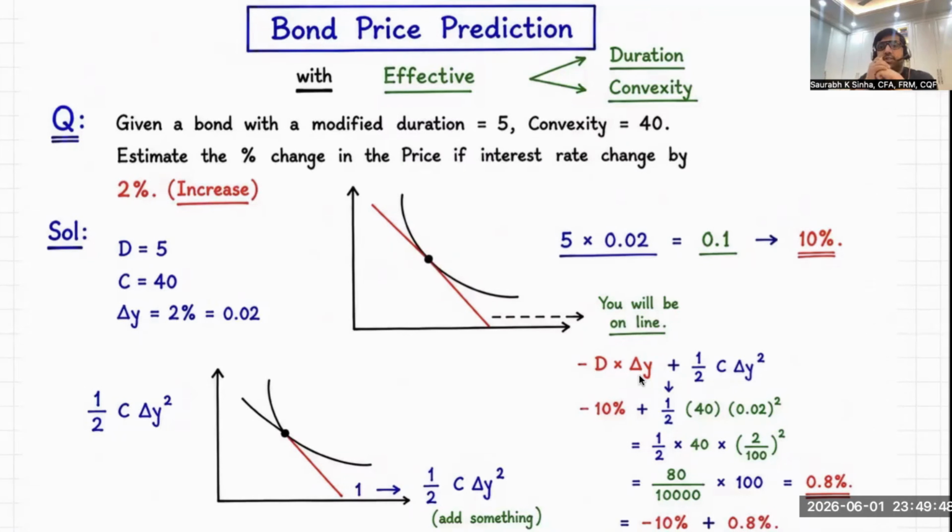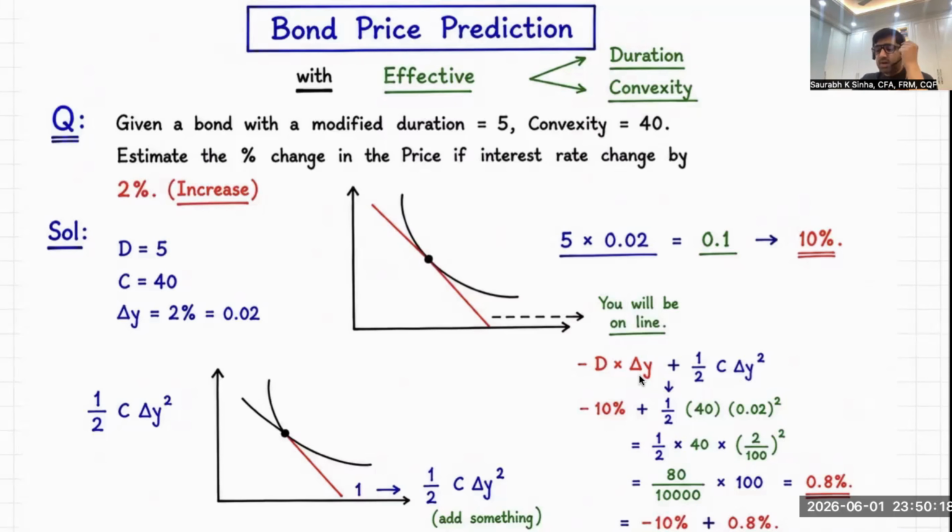And in this series of lectures on fixed income, we are going to predict bond prices with the help of duration and convexity combined. Till now, we have seen that you can predict bond prices with the help of duration, right? So if the duration is 5 and the interest rate changes by 2%, then the price will change by 10%.